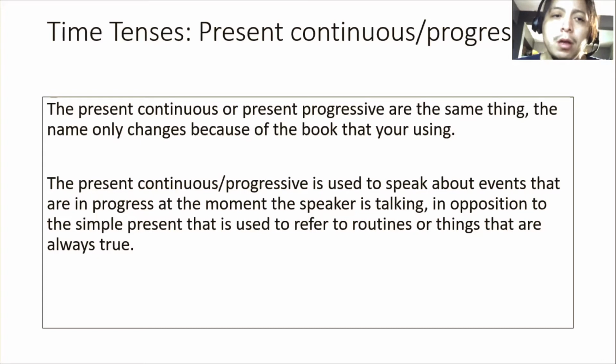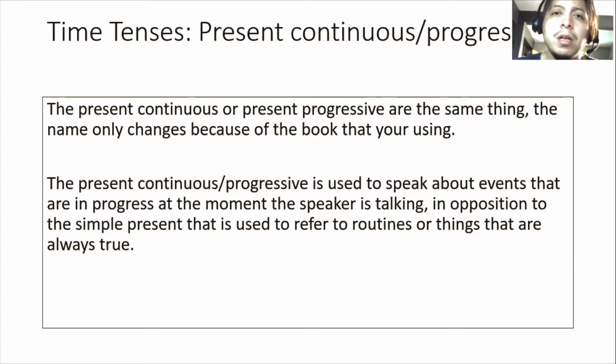As you remember, the simple present is the one that we have already checked. The simple present is used when you're speaking about something that is always true, like for example, the sky is blue, or I have a sister, or I like hot dogs. I mean, it is always true.